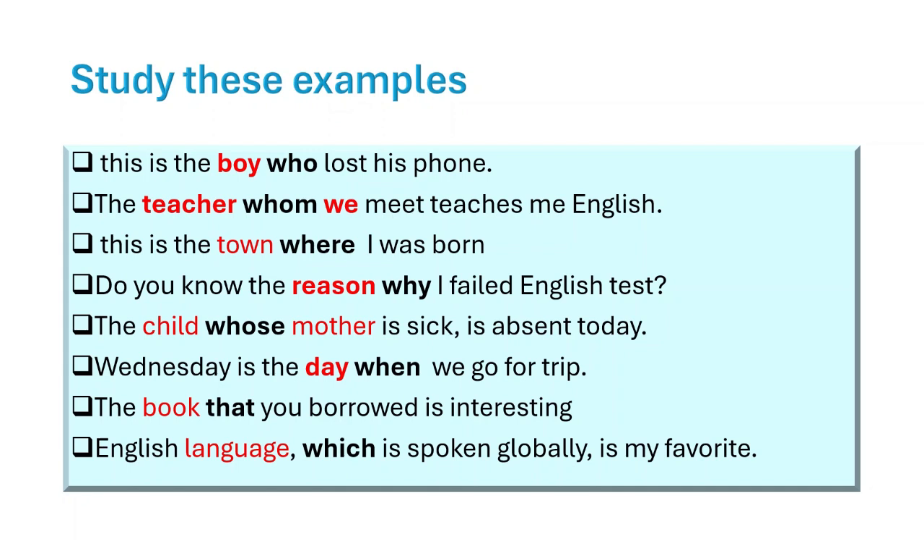On the other side, the third sentence: this is the town where I was born. The word where, we have seen that it means place. And town is a place. So where refers to the town. The town is a place where I was born. Yes, the next sentence: do you know the reason why I failed the English test?